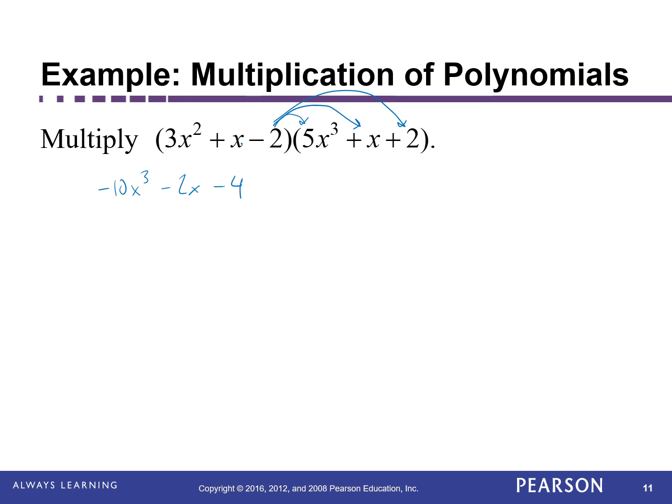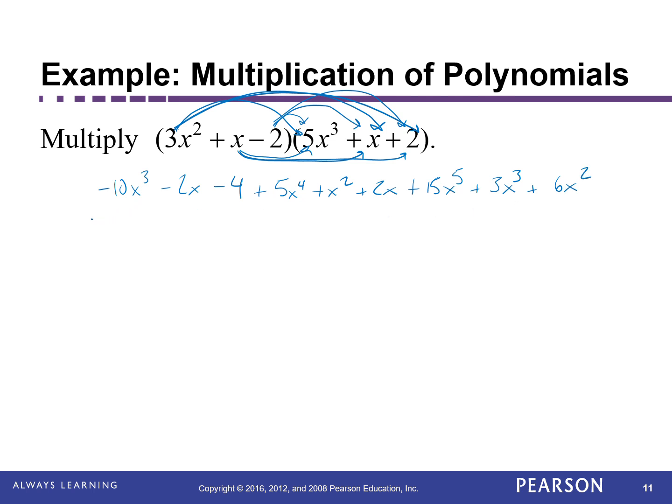And then I'm going to distribute the x to the 5x to the third. So I'm going to get plus 5x to the fourth. And then I'm going to distribute the x to the 2 and get x squared, and get 2x. And then I'm going to do the 3x squared to the 5x to the third, and I'm going to get 15x to the fifth. I'm going to do the 3x squared to the x, and I'm going to get plus 3x to the third. And then I'm going to do 3x squared to the 2 here, and get plus 6x squared.